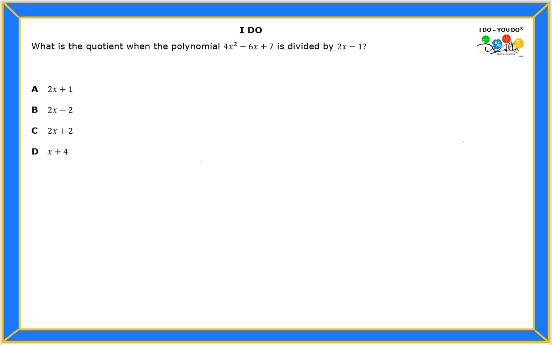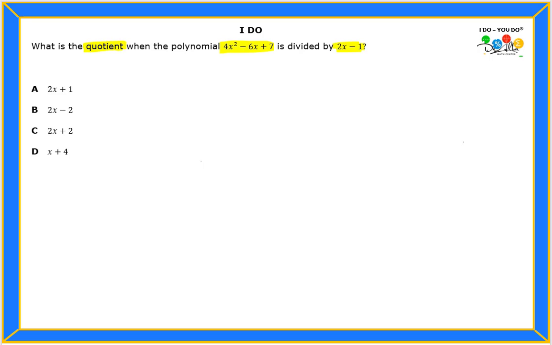And it says, what is the quotient when the polynomial 4x squared minus 6x plus 7 is divided by 2x minus 1? So we're going to be looking for the quotient. Now, what's quotient? Well, it's the answer when you divide. Is that right? Okay, so that's what I'm going to be looking for. And they're giving us the polynomial. And it's telling you that it's divided by this number.